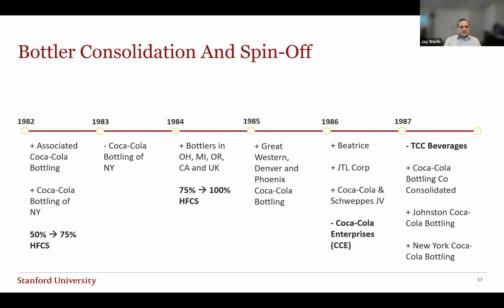And then in '87, they spun off, again, 51% of a company that they controlled called TCC Beverages, which was basically the largest bottler in Canada. They had about 70% of the volume in Canada. And then they continued to buy some other bottlers. And then, in future years, they would consolidate them and sell them to Coca-Cola prices.